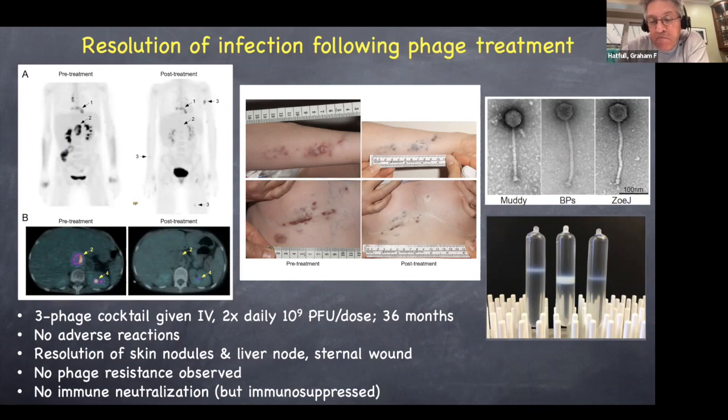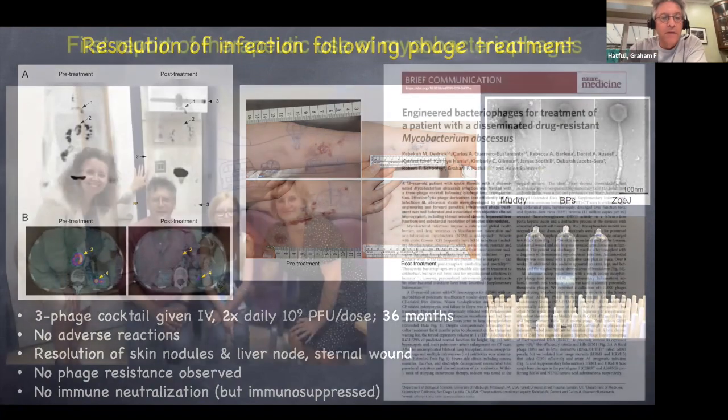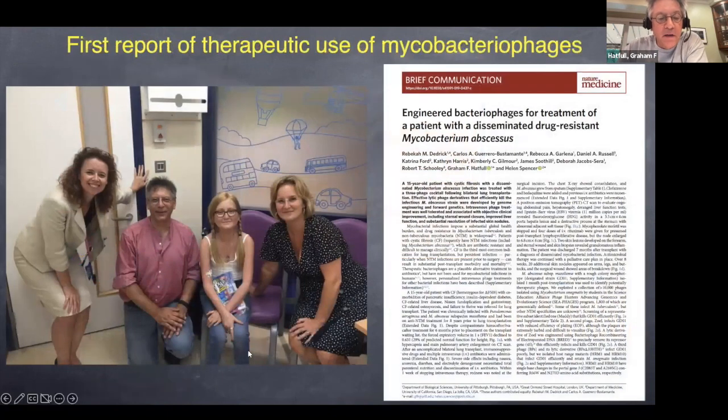We were pleased that we didn't see any evidence of phage resistance in this case, and we didn't see any neutralization of the phages by the patient, by the immune system, but because the patient was immunosuppressed, that was also not anticipated. So here is Isabel when she was doing well. She since passed away early this year, sadly, which also reflects the complicated nature of many of these cases that we've been involved in. There's lots of other conditions to be considered clinically.